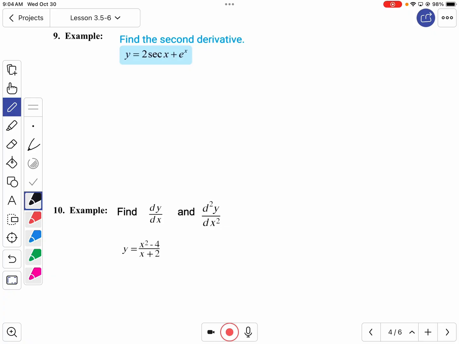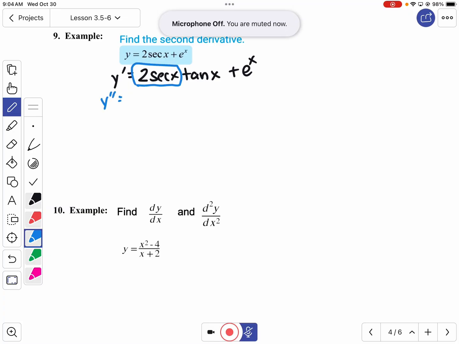All right, so let's do this first derivative. Derivative of secant is secant tan. Derivative of e to the x is e to the x, thank goodness. Now, when I get ready to take this second derivative, the first thing we have to notice is that this is a product rule.